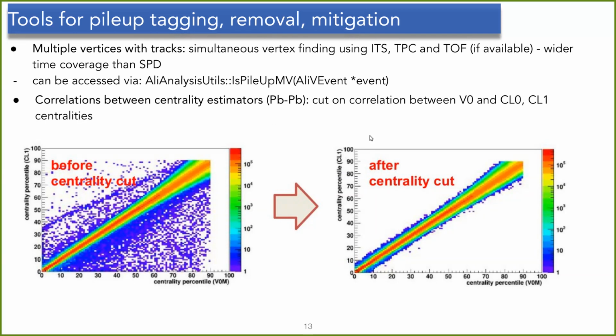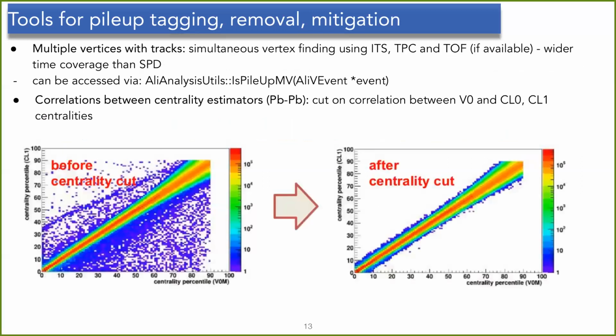So what is this CL1? What are CL0 and CL1? CL0 basically does the multiplicity estimation by using the clusters from the first layer of your SPD information, and CL1 does it by taking the information of the second layer of your SPD. It means you check whether the track has a hit on the first layer and the second layer of the SPD, then it calculates the centrality percentile, and it is basically the correlation between that CL0 percentile and this V0M percentile.